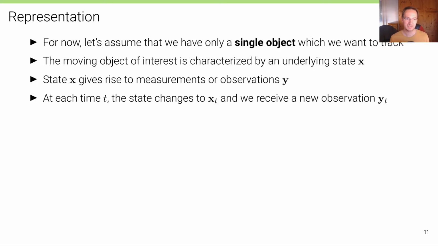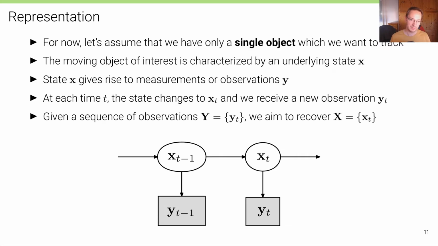At each time t, the state changes from xt minus 1 to xt. And we receive a new observation at that time, which is called yt. In other words, we are simply indexing the time dimension using the time index t. Now, given a sequence of observations y, which is summarized with this capital Y letter here, we aim to recover the state, which we summarize with the X letter. So this is the observations across all time instances, across all frames, and this is the states summarized into a set across all frames.